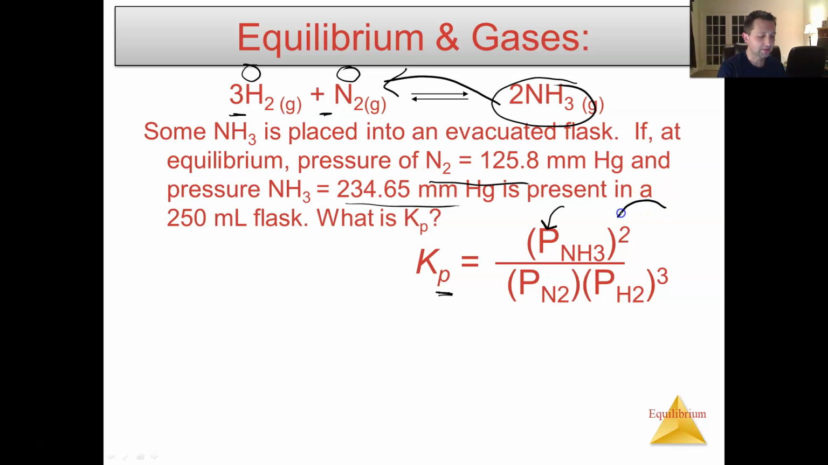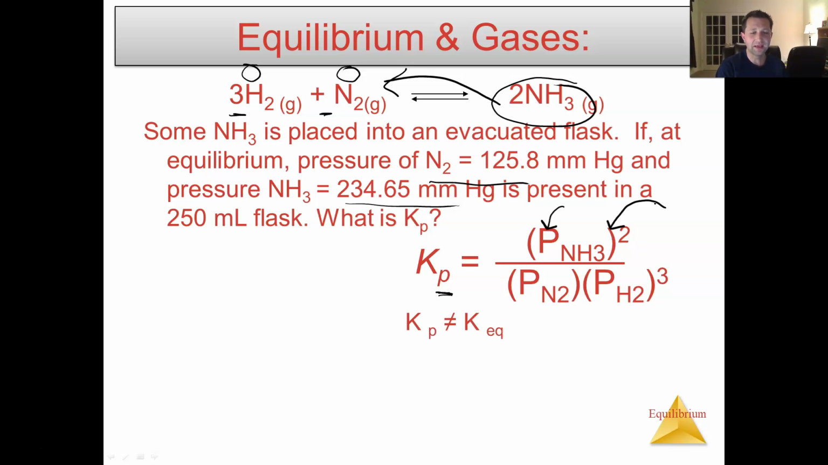Additionally, another difference, parentheses instead of brackets, okay? So please be careful when you write these. Brackets are with concentration, Kc or Keq or Kq later on down the road, Ksp then later on down the road. Parentheses only for Kp with gases, with your pressures. Okay?